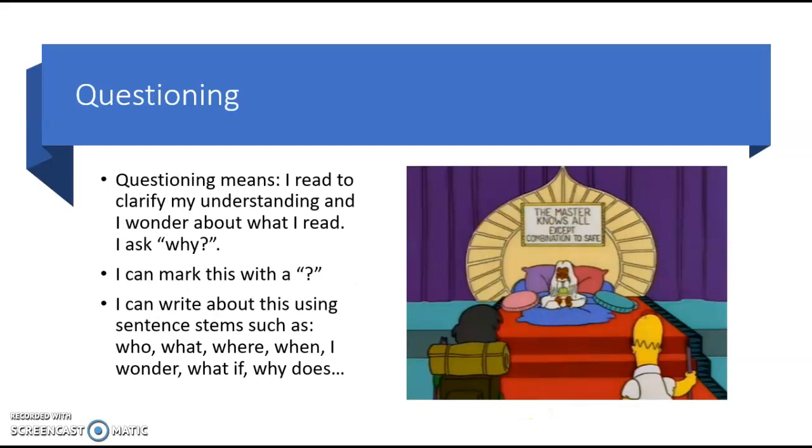Okay, next is questioning. This means I read to clarify my understanding, and I wonder about what I read. I ask why, and I can mark this with a question mark. I can write about this using sentence stems such as who, what, where, and when. I wonder, what if, and why does.